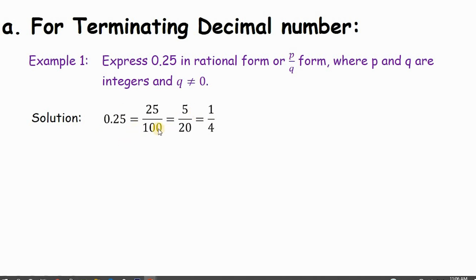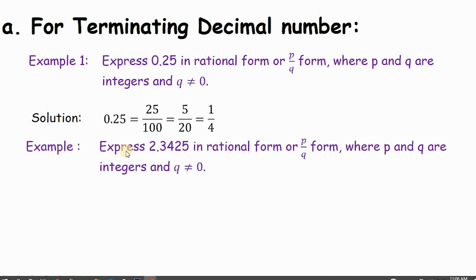Now this type of thing we have learned in lower classes. Here what we did is we moved the decimal point towards the right side. When you move the point towards the right, you add 0s in the denominator. Since here we are moving the decimal point 2 times, that is 1 and 2, you add two 0s in the denominator, and you divide both numerator and denominator by 5, you get 5 by 20. Again you divide numerator and denominator both by 5, you get 1 by 4, and 1 by 4 is our required answer.